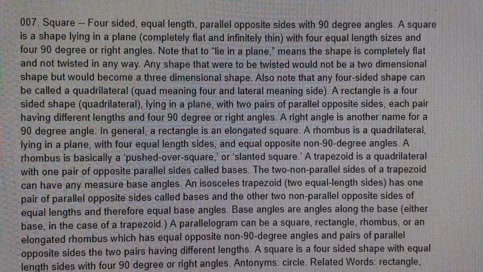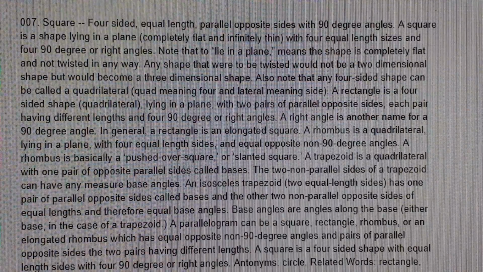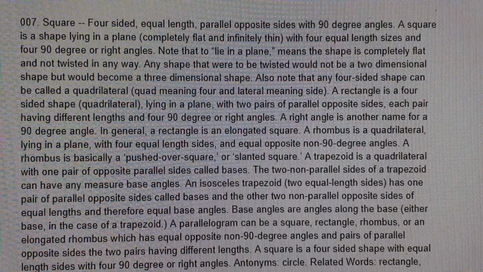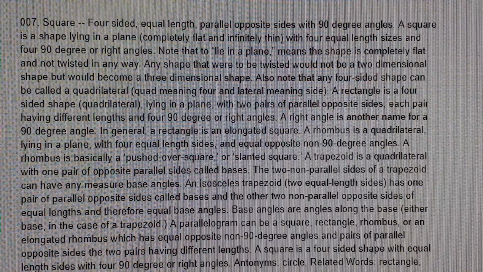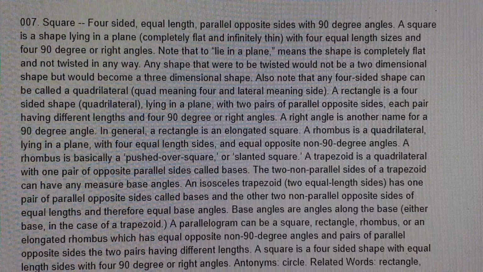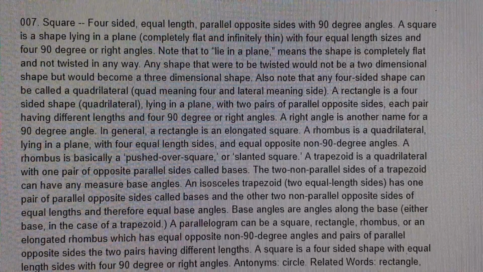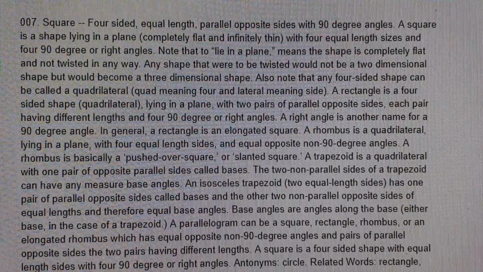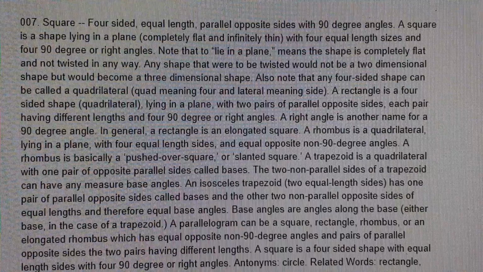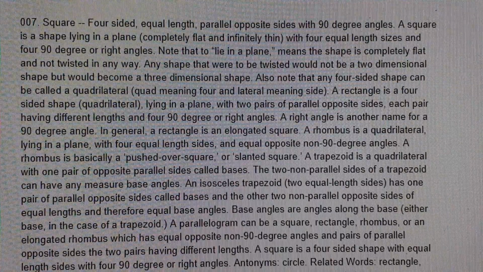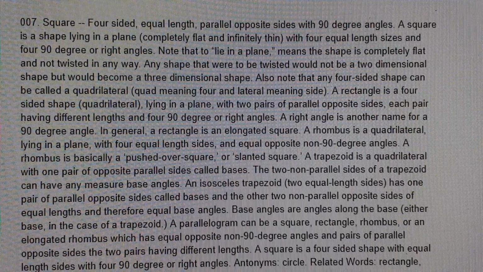A trapezoid is a quadrilateral with one pair of opposite parallel sides called bases. The two non-parallel sides of a trapezoid can have any measure base angles. An isosceles trapezoid (two equal length sides) has one pair of parallel opposite sides called bases, and the other two non-parallel opposite sides of equal lengths, and therefore equal base angles. Base angles are angles along the base (either base in the case of a trapezoid).